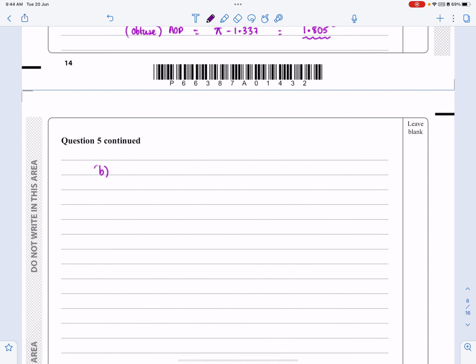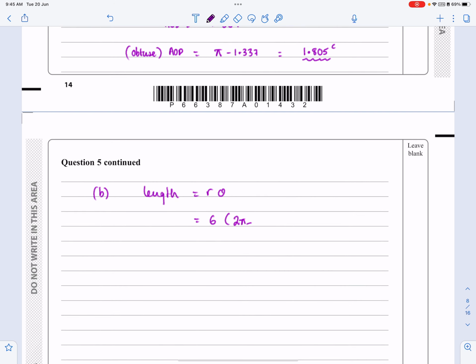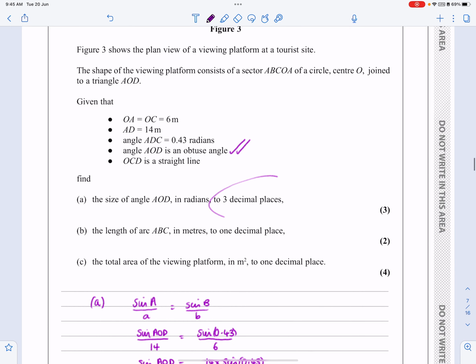Part B here, if they want the length of the arc, that's just equal to r theta, which is equal to 6. But then the theta I'm going to use is 2 pi minus 1.805, okay? Stick that into your calculator. That comes out to be 26.9 meters. With all of these questions, if I didn't do it at the start, I'll do it at the very, very end. Check that you've got them all to the correct accuracy. In this case, 1 decimal place for that one.